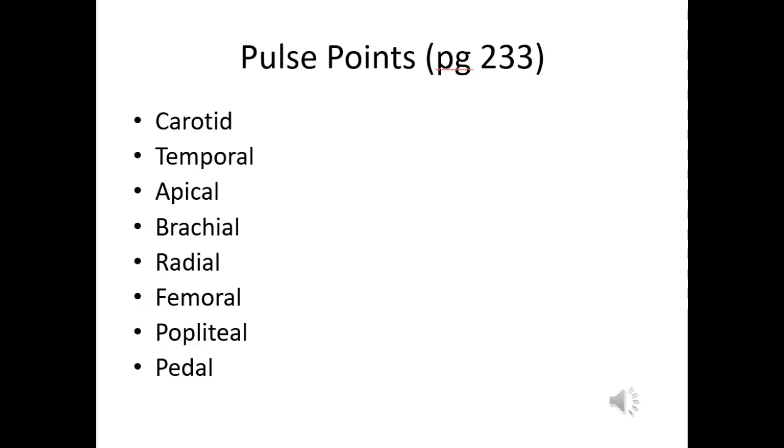Radial is the most common site for checking a pulse, and that is at the base of the hand. So when you follow the thumb down and there's a divot there, that's where you find that radial pulse. Femoral is in the groin, popliteal is behind the knee, and pedal is on top of the foot.